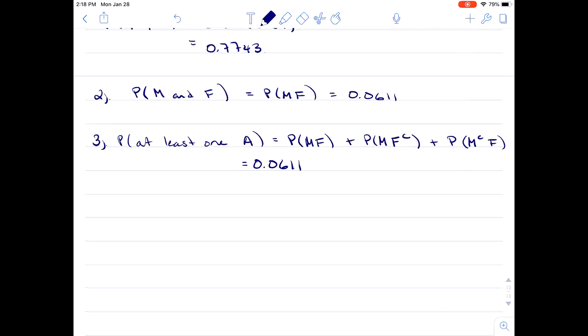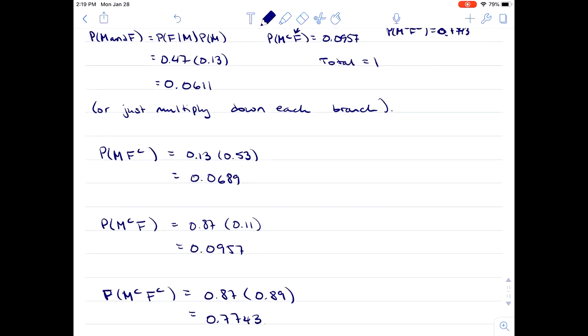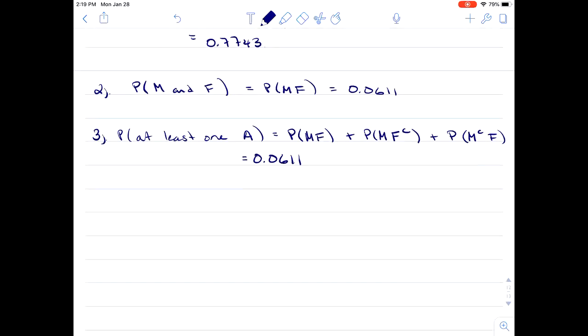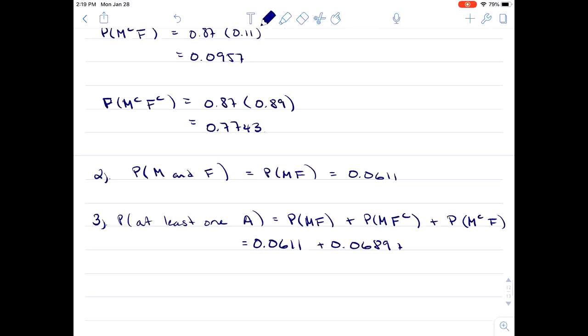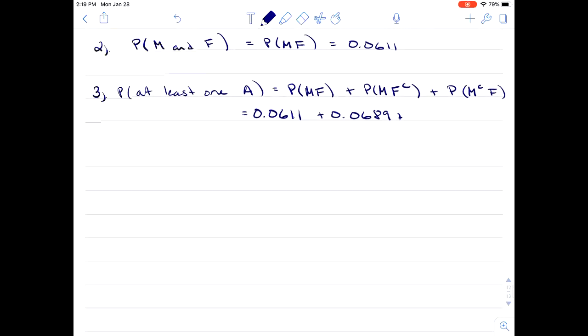But I want to show you both ways because sometimes one of the ways doesn't make sense. It just depends on how you think about it. And so I'll show you this one because it's more kind of mechanical. And then I'll show you the sneaky way. So 0.0611 and the next one, 0.0689, I think, plus 0.0957.